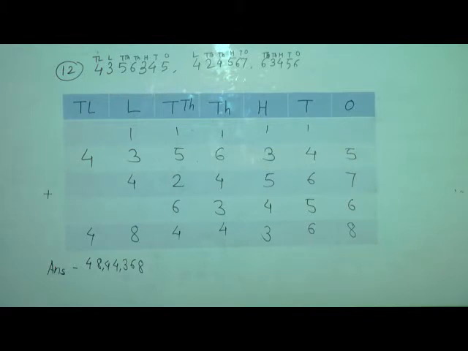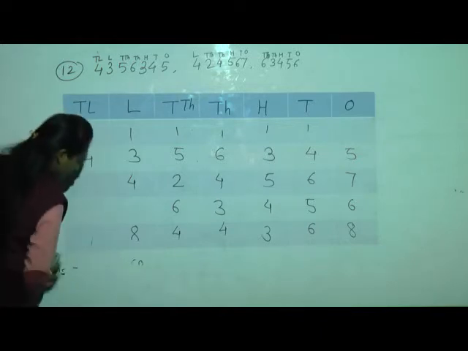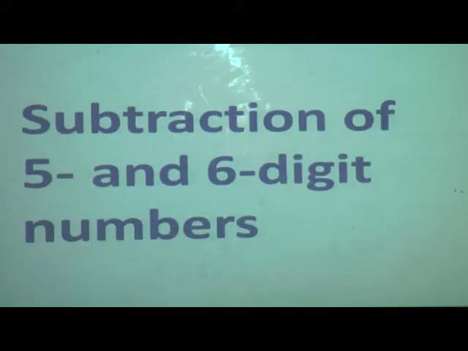Clear till here? Yes. Now remaining sums are very easy. Which are hard I have solved. Remaining you are going to solve on your own. Now we will move to our next concept, that is subtraction of 5 and 6 digit numbers.